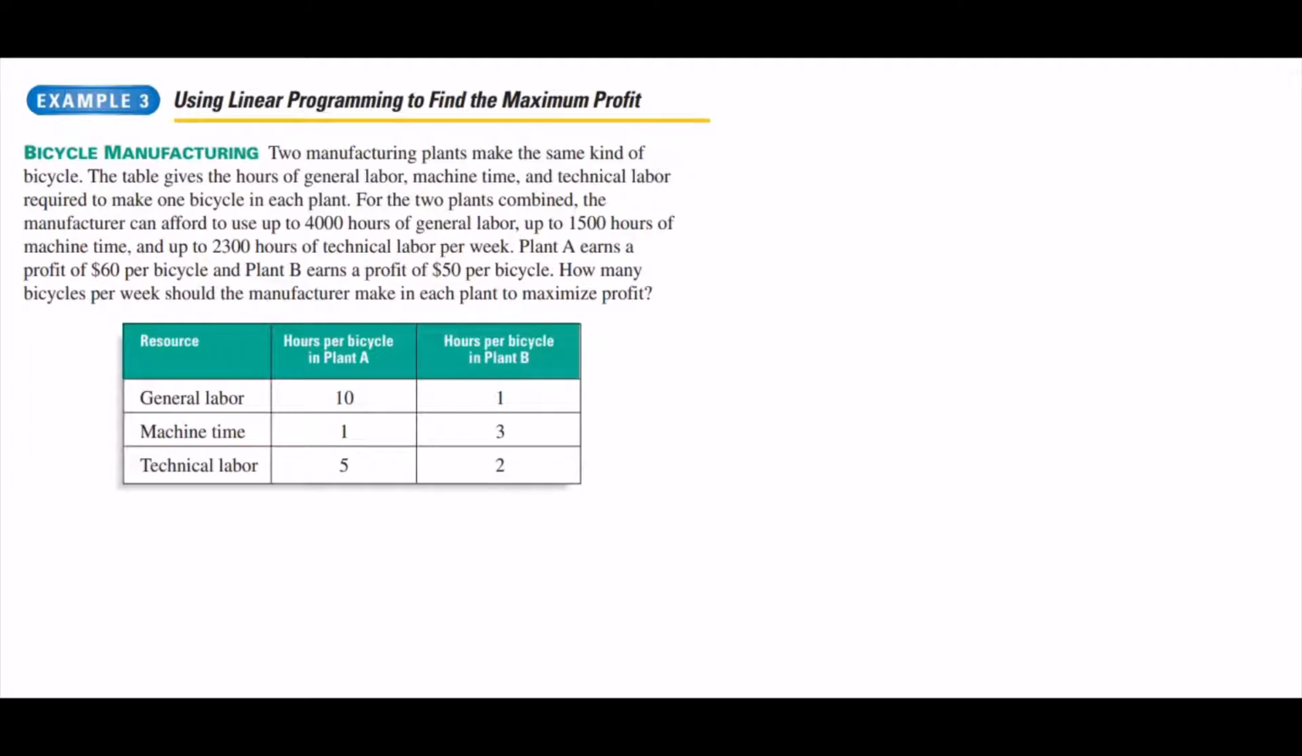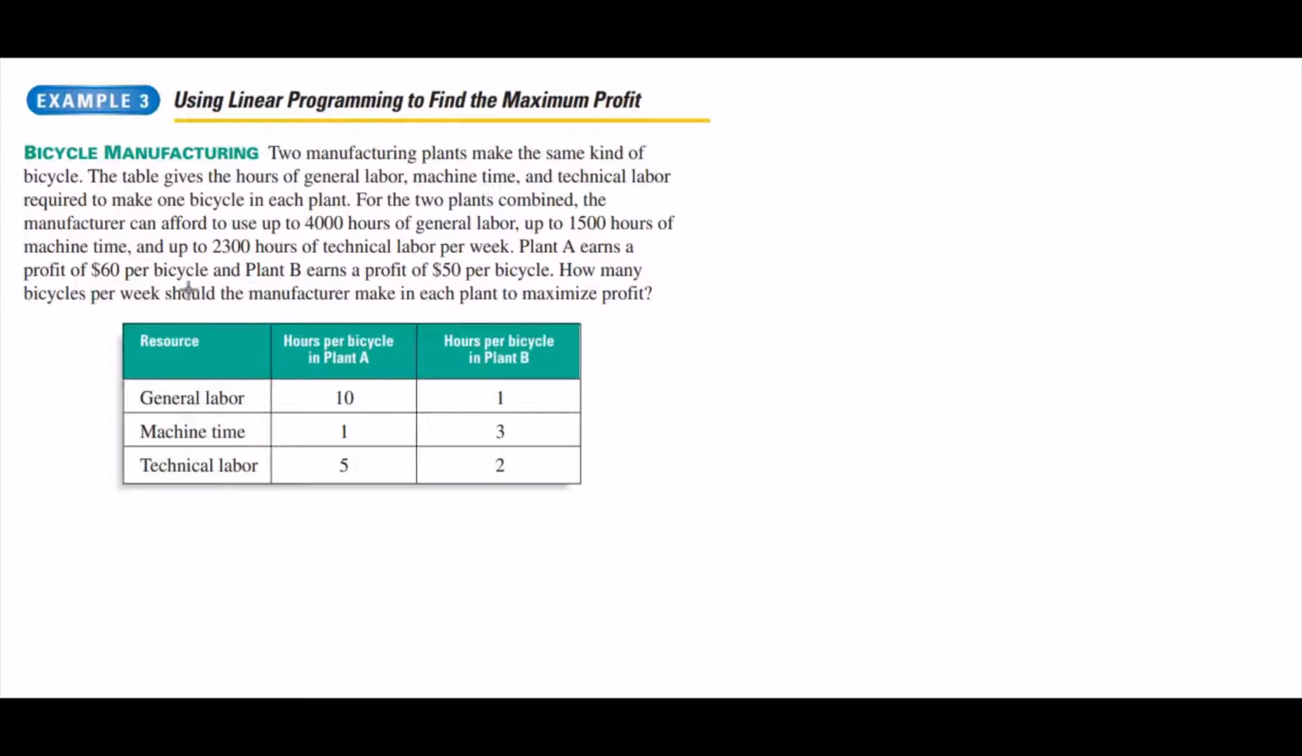Let's see our example 3. Two manufacturing plants make some kind of bicycle. The table gives the hours of general labor, machine time, and technical labor required to make one bicycle in each plant. For the two plants combined, the manufacturer can afford to use up to 4,000 hours of general labor, up to 1,500 hours of machine time, and up to 2,300 hours of technical labor per week.